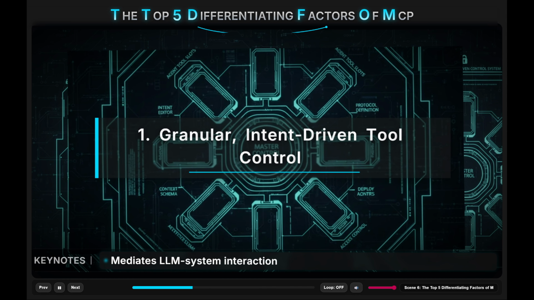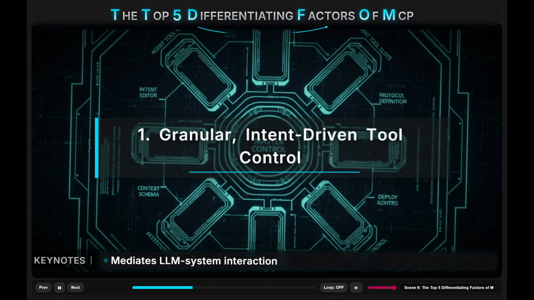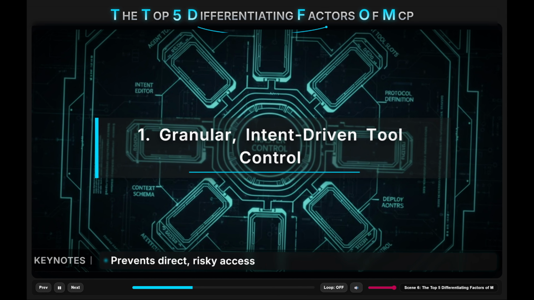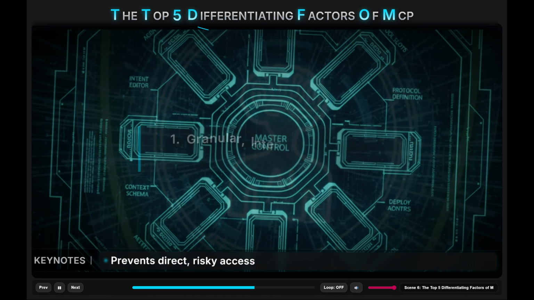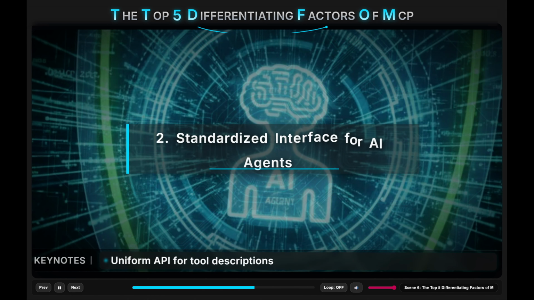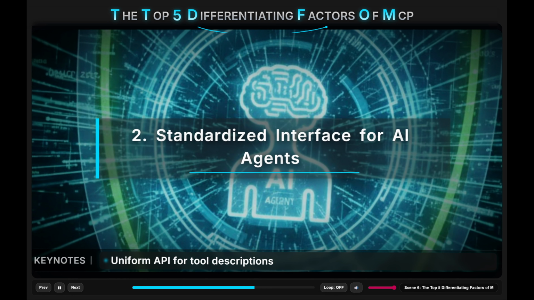First, there's granular, intent-driven tool control. This isn't just about calling an API. It's about explicitly instructing an AI agent on how to interact with external systems. Think of it as giving your agent a strict, pre-approved list of tools and very specific instructions for using each one.